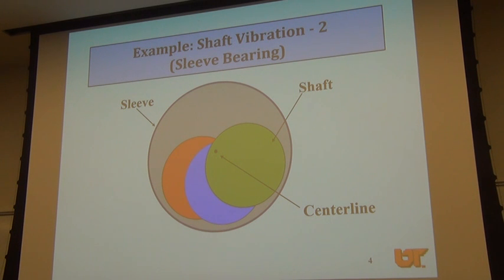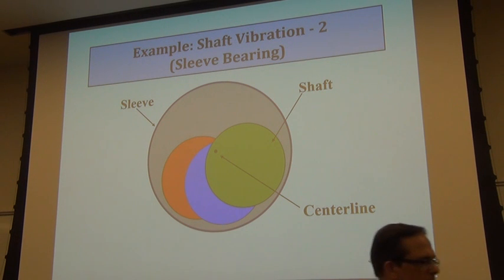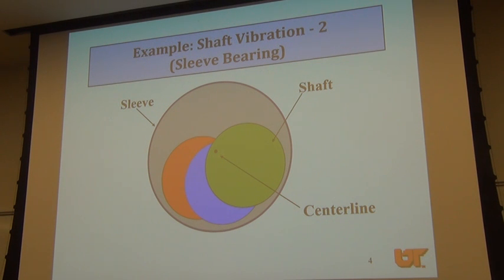Okay. This is an example of a shaft. It's a little bit exaggerated. You don't see so much variation in the size. So this is a shaft that is rotating inside a sleeve. These types of bearings are called sleeve bearings or journal bearings. They are not very common. They are mainly used for systems where you have slow speed and heavy load.